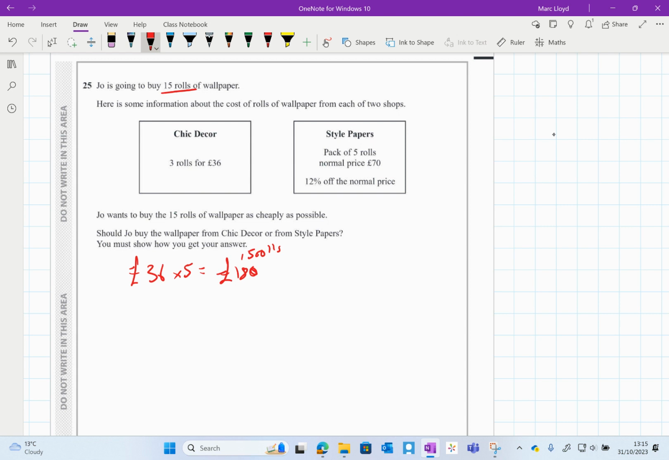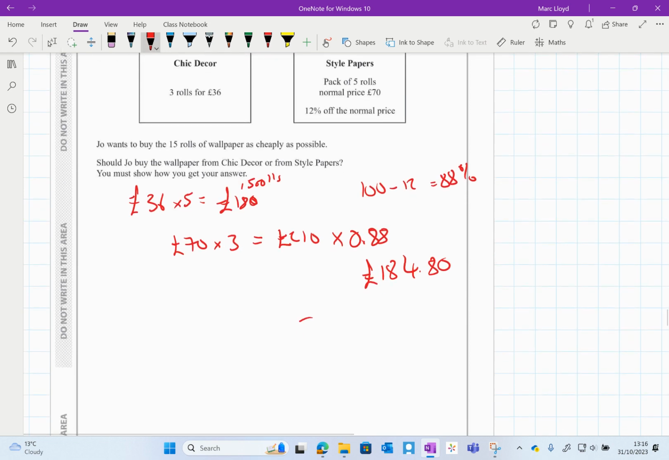Okay, so £70 times by 3 is 210. And then we're going to take off 12%. That means we're going to multiply by 100, take away 12 is 88. It's 88%. Just going to multiply by 0.88. 210 times by 0.88. That is £184.80. So she should be going to Chick Decor. Lovely. Because 180 is less than 184.8.